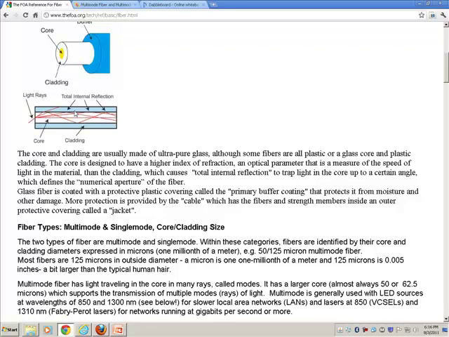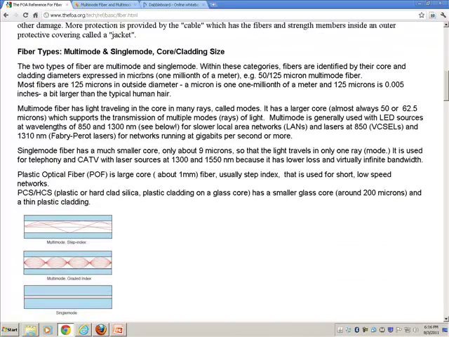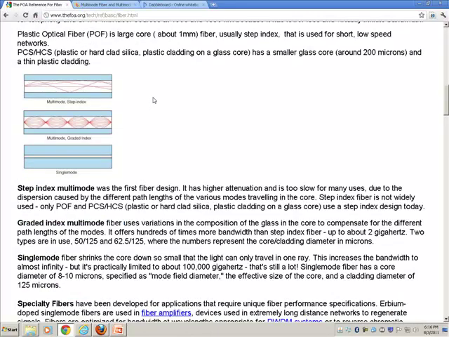So this one has multiple paths. It's still got the one down the center. Some of the light's going to get there before the other light, and all of it's got signal on it. So you have to be careful of what you're using, which kind of fiber. This one shows a couple of different modes. You don't have to know these. These are just kind of for background. Multi-mode step index and multi-mode graded index.